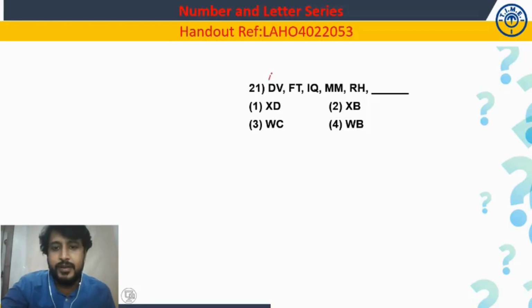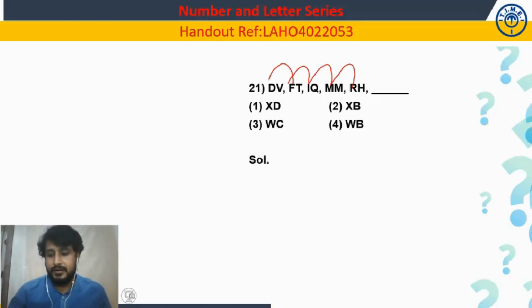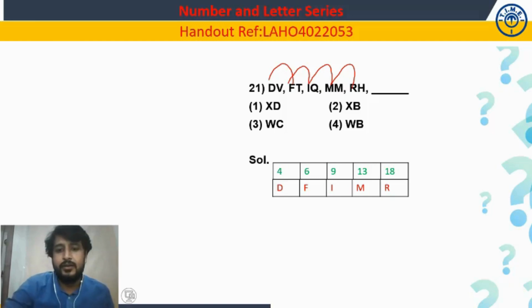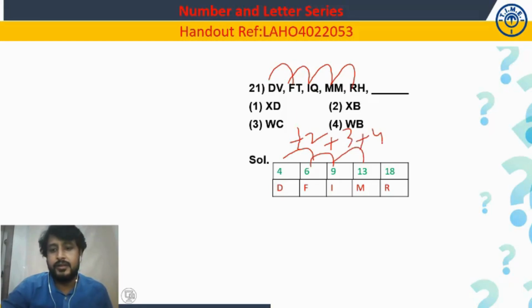What are the first letters in each group here? D, F, I, M, R. Now, go ahead with that. Write the place values. D is 4, F is 6, I is 9, M is 13, R is 18. 4 to 6 increased by 2, 6 to 9 increased by 3, 9 to 13 increased by 4, 13 to 18 increased by 5. Plus 2, plus 3, plus 4, plus 5.